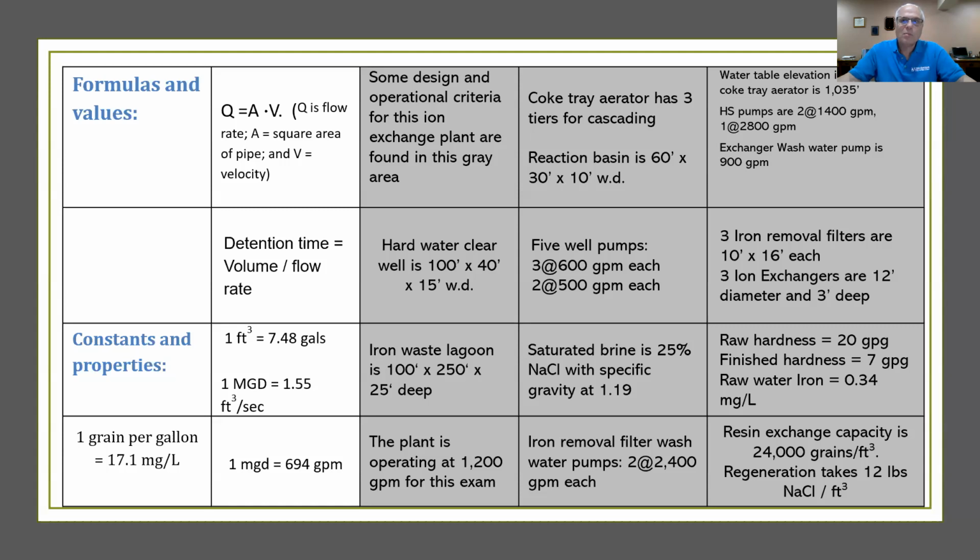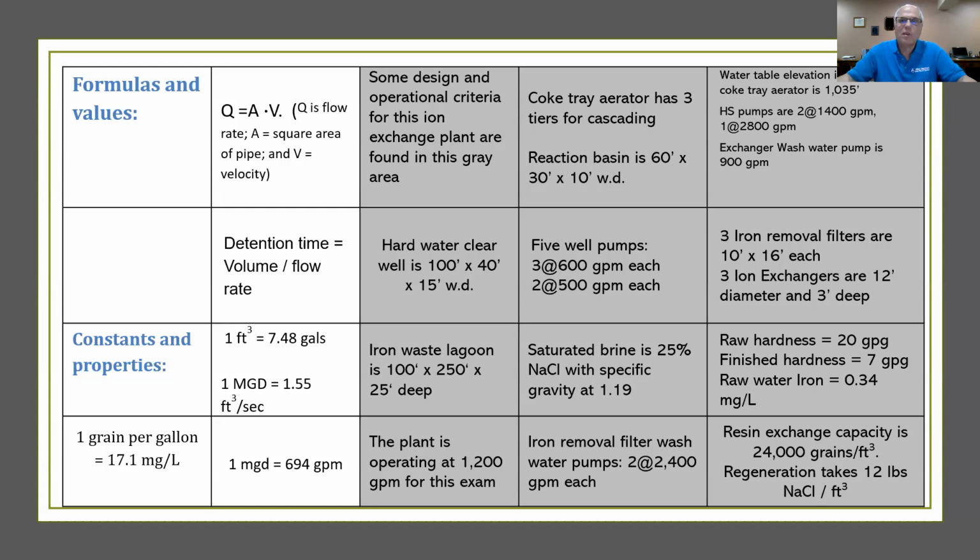Notice that I have 3 columns in gray here. This is for the existing water treatment plant we're going to use for our exam today. And I've listed some of the design and operational criteria that you can use. I'm going to go through some schematics so that it'll make a little bit more sense to you, but you'll refer to this table to get information.